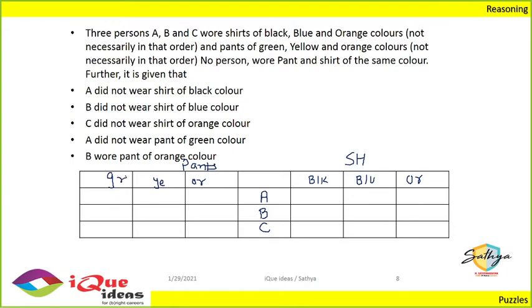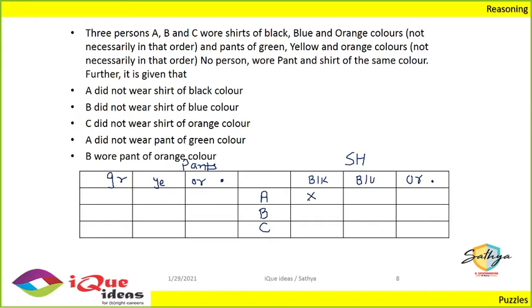the same color, and the only color for pant and shirt which is similar is orange. So we have to be careful that if someone is wearing an orange shirt, then they cannot be wearing an orange pant, and vice versa. Now, see how this table is filled. Using a table like this and filling in the information makes it very easy for us to analyze data of this kind. First, if I say that A did not wear a shirt of black color, then I eliminate this cell.